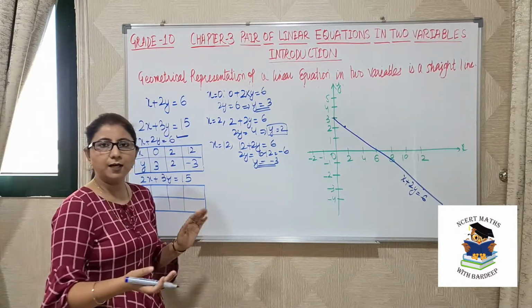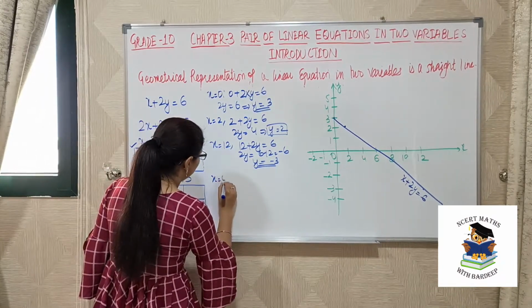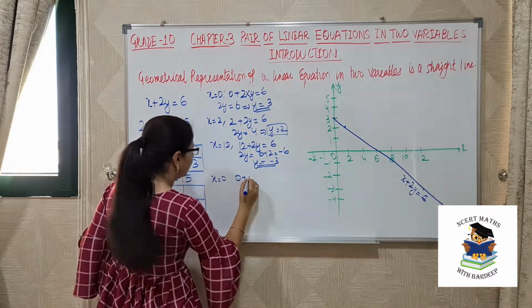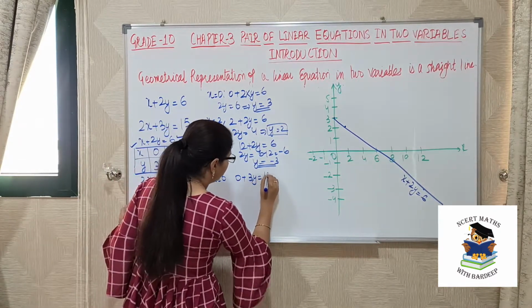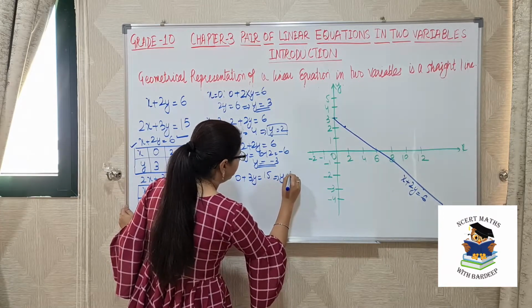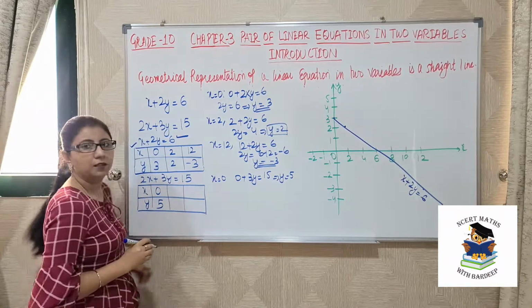Again we will start with x as 0. So now put x equals 0 in the second equation. So 2 into 0, that is 0, plus 3y equals 15. So from here y is 15 by 3, that is 5. So our first point is 0 and 5.